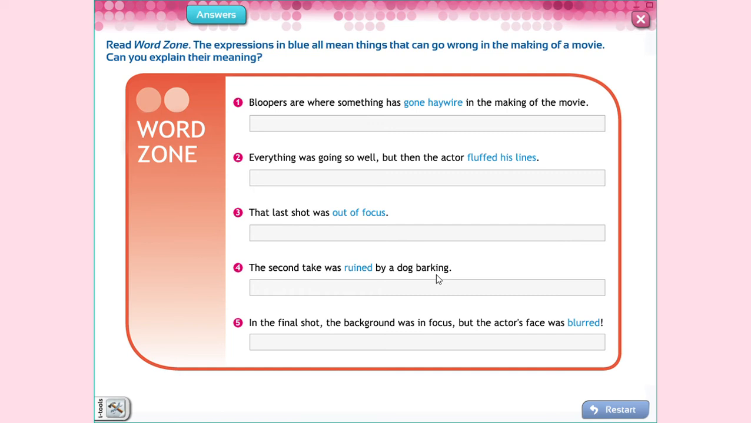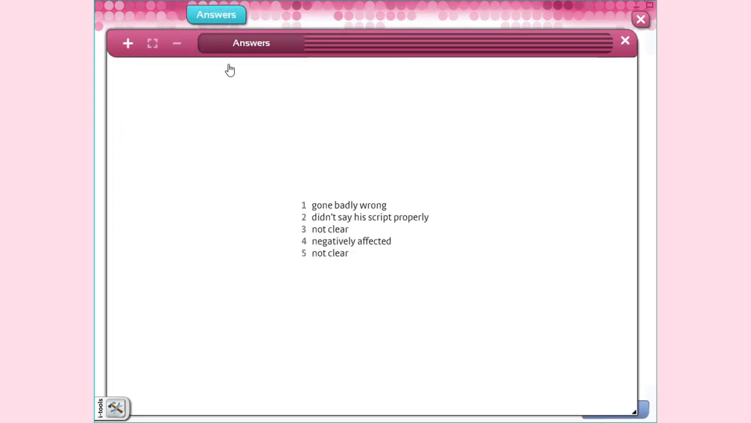I know you know this word. This one is kind of common when you're taking pictures, when something is kind of blurry. So now you can answer these things. In number 1, it means gone badly wrong. Number 2, didn't say his script properly, or in few words he forgot his lines. Number 3, not clear. Number 4, negatively affected. And number 5, not clear.